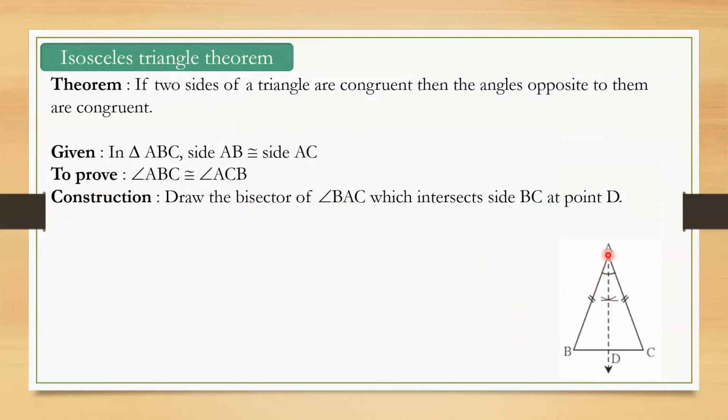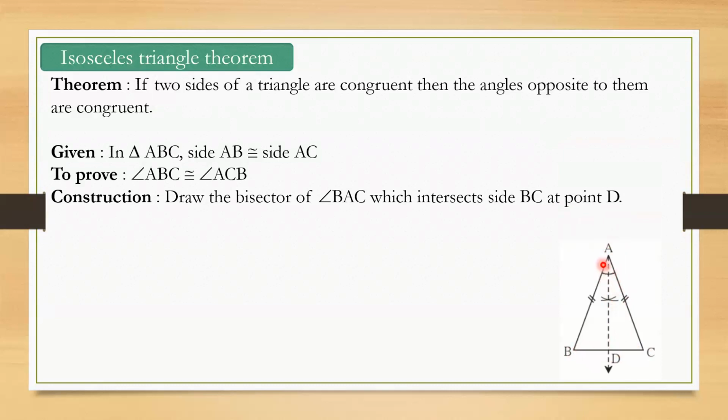Angle BAC, that means angle A, which intersects side AB at point D. Okay, so it is intersecting also. So we are drawing this line, the bisector, which is intersecting at point D on side BC. Okay, so on side BC, this point D coincides.